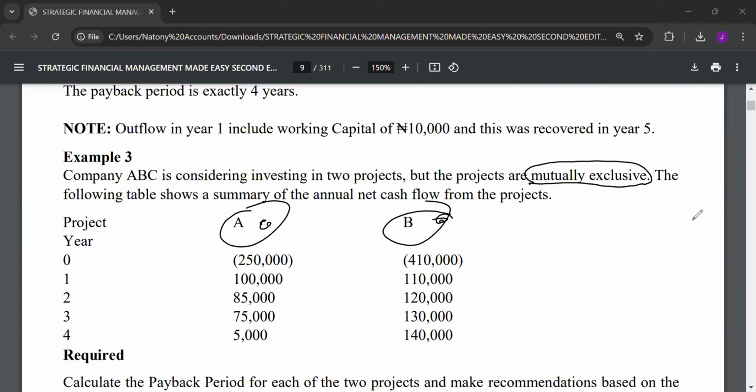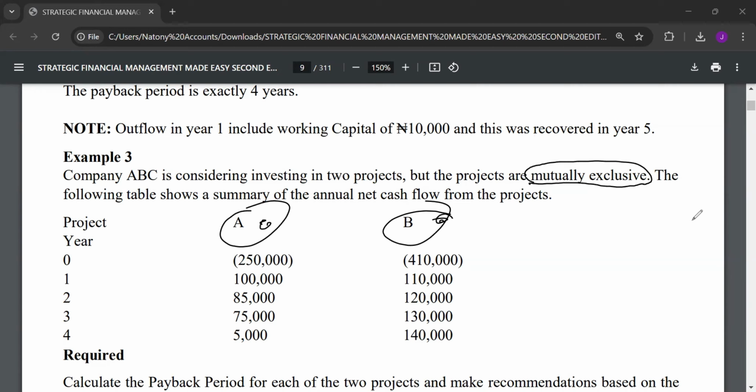But if they are independent, that means you can carry out both projects if the funds are available. But where the funds are not available, that will now take you to the concept of capital rationing. Or if you are using your Black-Scholes option model, you can delay the project.